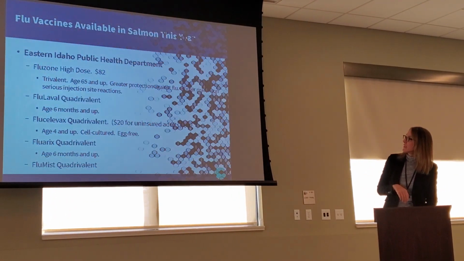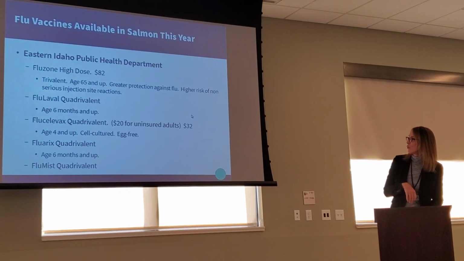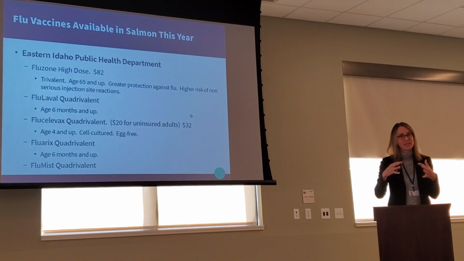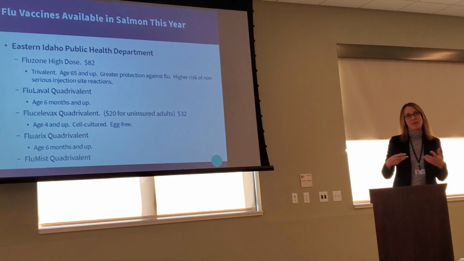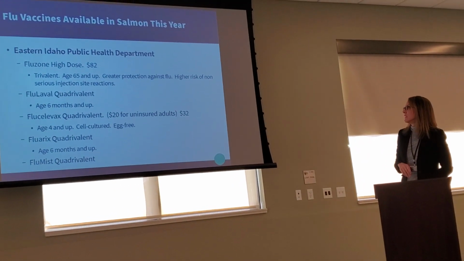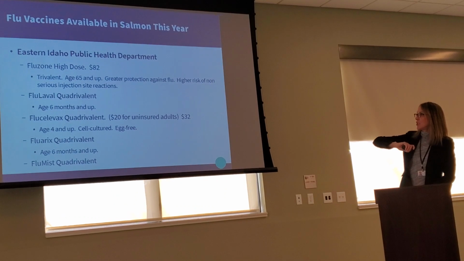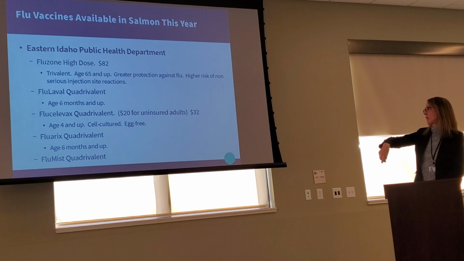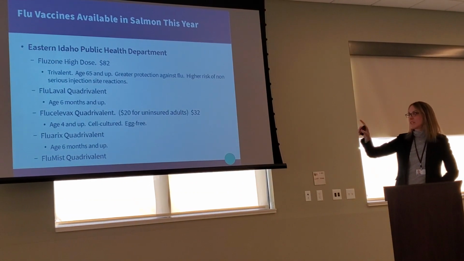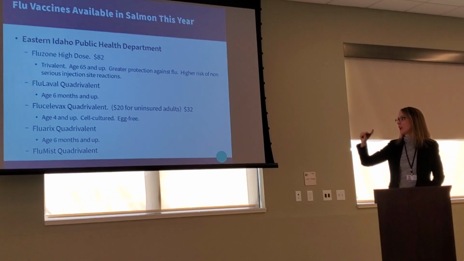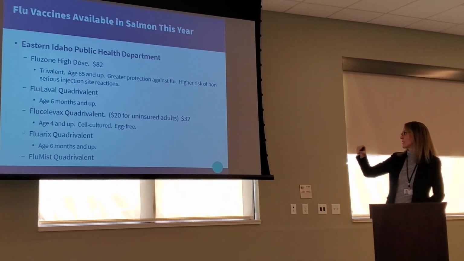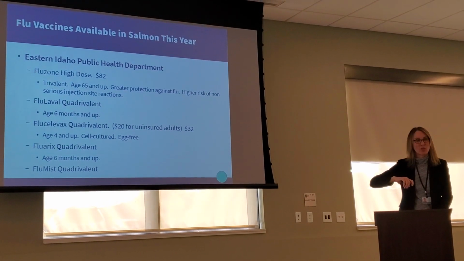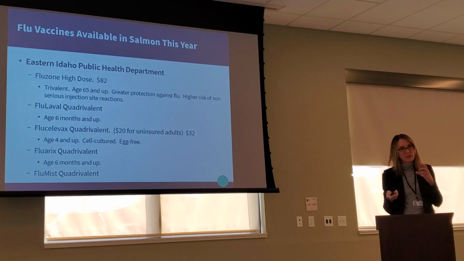And then the health department, they have a lot of different choices, and I wasn't really able to get their prices. They kind of said it depends on insurance, and they weren't very clear. They said that people just have to come up and see. But they also have the Fluzone High Dose. It's $82 up there. They've got the Fluvaval quadrivalent, age 6 months and up. Their state supplied vaccine is the Flucelvax. And for uninsured adults, it's $20. Otherwise, it's $32. They've got Fluarix. And they also have this Flu Mist quadrivalent. The Flu Mist is the nasal spray vaccine.